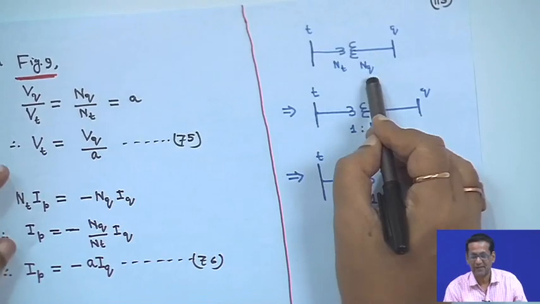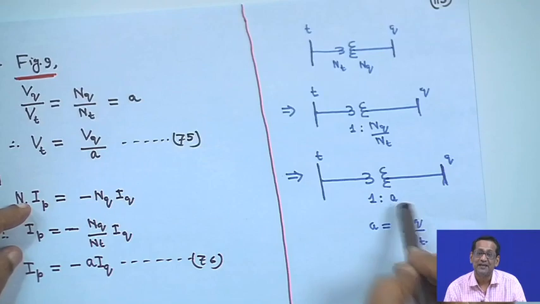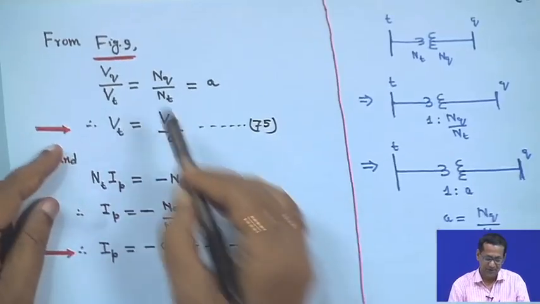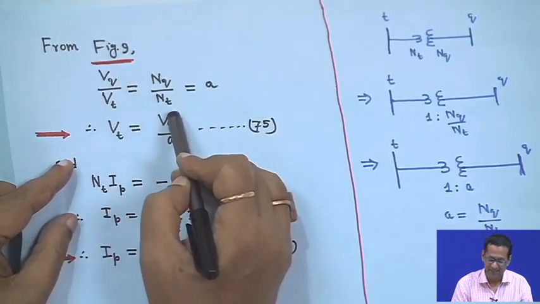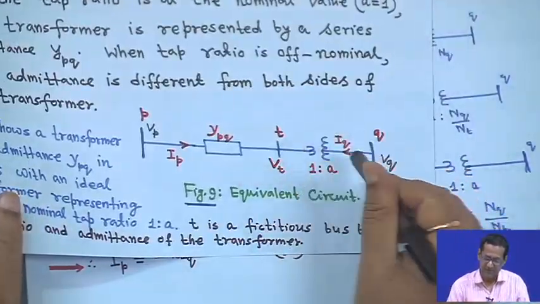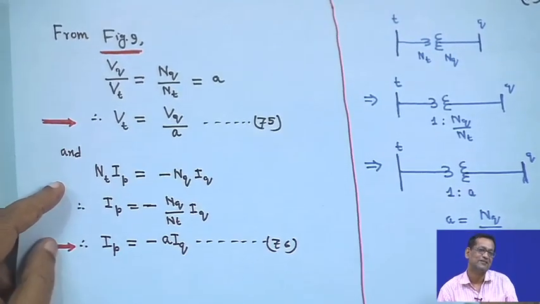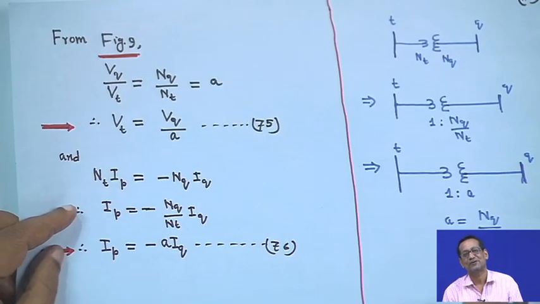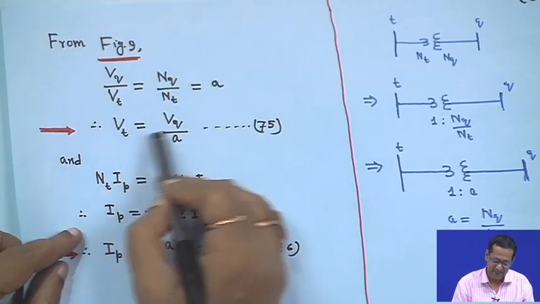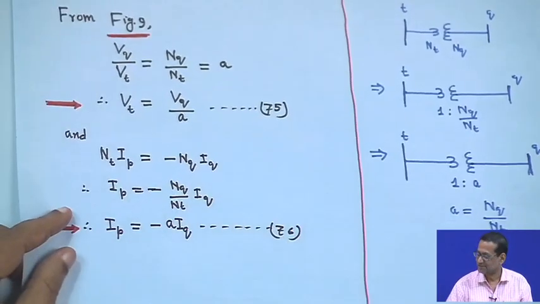Therefore, T and Q we can write 1:NQ upon NT, that means it is 1:A, that means A is equal to NQ upon NT. Therefore, from figure 9 we can write VQ by VT is equal to NQ by NT. For example, generally for machine studies you have studied V1 upon V2 or E1 upon E2 is equal to N1 by N2, same thing. So, VQ upon VT is equal to A, that means VT is equal to VQ upon A, this is equation 75.